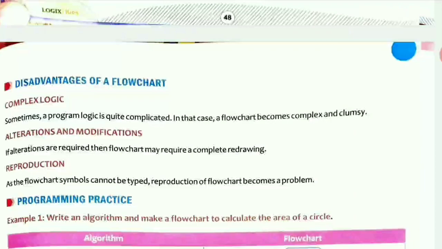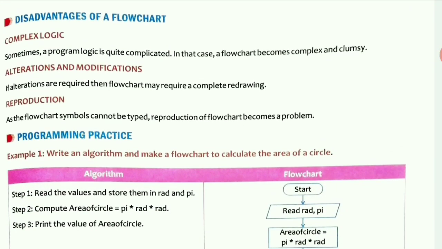There are certain disadvantages also. So let us see the disadvantages of a flowchart. The first one is complex logic. Sometimes a program logic is quite complicated. In that case, a flowchart becomes complex and clumsy. The second one is alteration and modifications. If alterations are required, then the flowchart may require a complete redrawing. So this is one of the disadvantages. Then the next one is reproduction. As the flowchart symbols cannot be typed, reproduction of a flowchart becomes a problem.